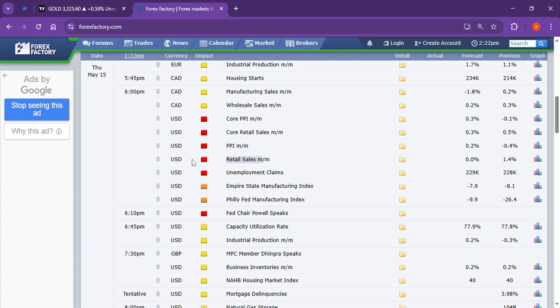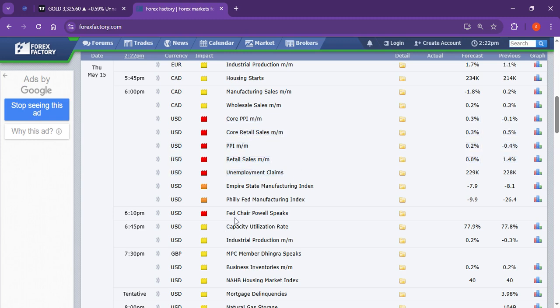It's a very interesting thing that generally these data came on different days. But in May, they are all coming on the same day. PPI generally comes after CPI. Like suppose if CPI came on Wednesday, PPI will come on Thursday, and retail sales will come on Friday. But in this particular month, it is very interesting that all the data, PPI, retail sales, and unemployment claims, are coming on the same day.